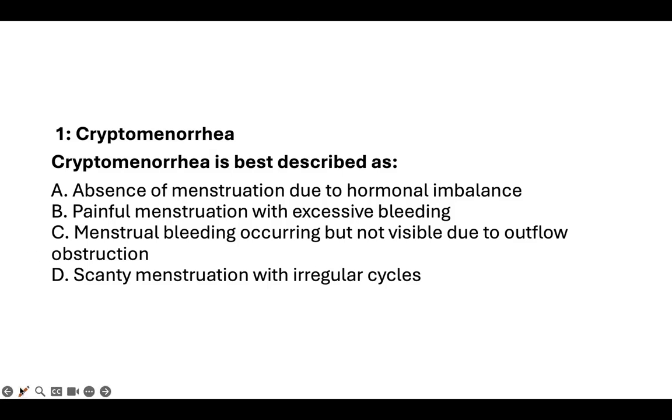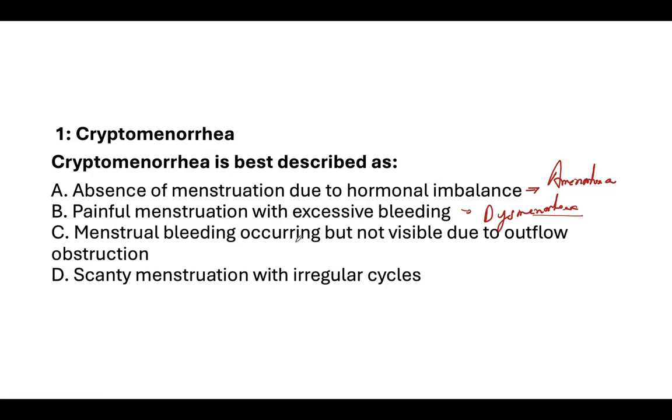Okay, so let's move on to the answers. Absence of menstruation due to hormonal imbalance, this is amenorrhoea. Painful menstruation, we call it dysmenorrhea. Excessive bleeding is called menorrhagia.